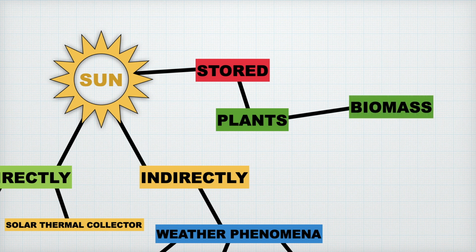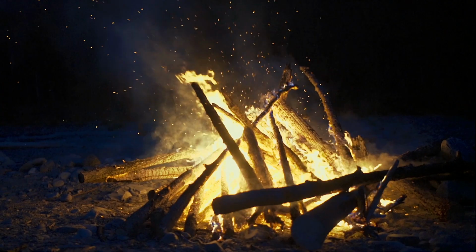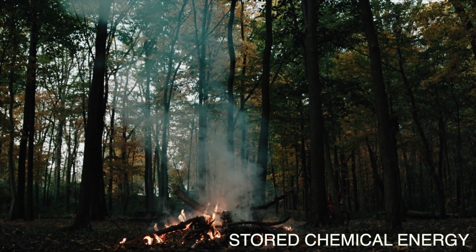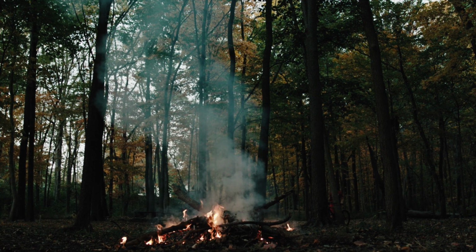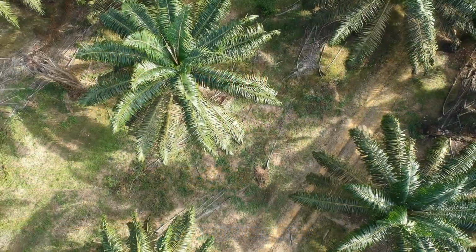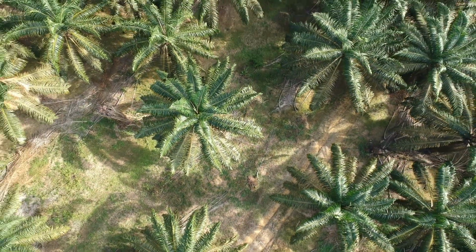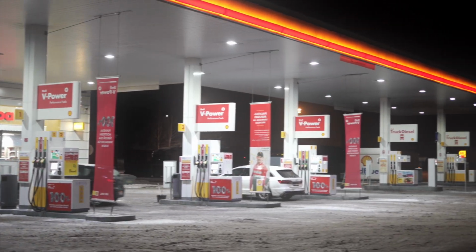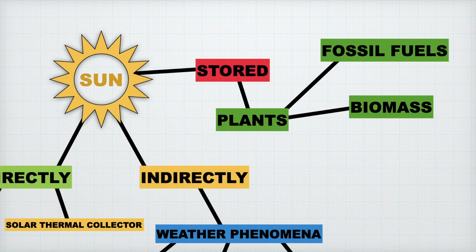We can also directly burn biomass to release that stored chemical energy. So when you're burning wood, for example, the energy is converted into heat. And the fossil fuels that we depend upon are essentially dead plants and animals that got buried millions of years ago. And by burning them, we can harness that stored chemical energy, which again originally came from the sun.